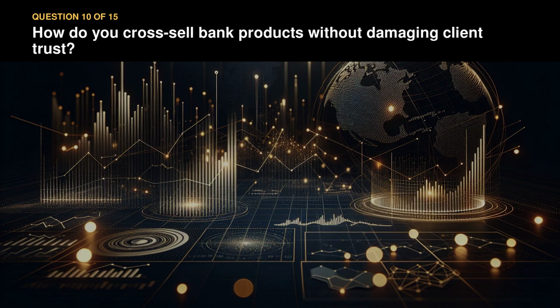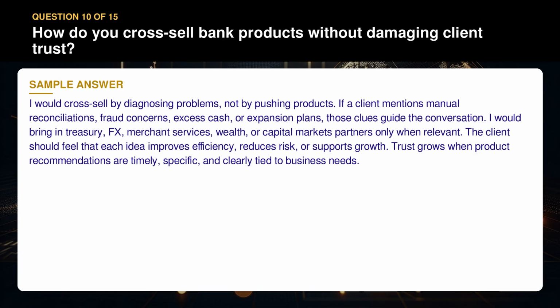Question 10. How do you cross-sell bank products without damaging client trust? I would cross-sell by diagnosing problems, not by pushing products. If a client mentions manual reconciliations, fraud concerns, excess cash, or expansion plans, those clues guide the conversation. I would bring in Treasury, FX, merchant services, wealth, or capital markets partners only when relevant. The client should feel that each idea improves efficiency, reduces risk, or supports growth. Trust grows when product recommendations are timely, specific, and clearly tied to business needs.